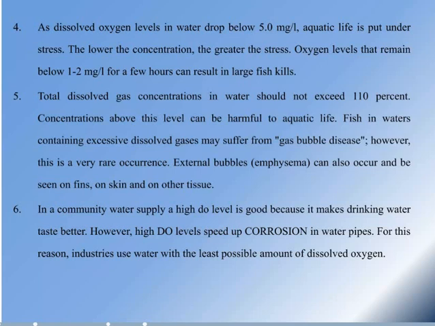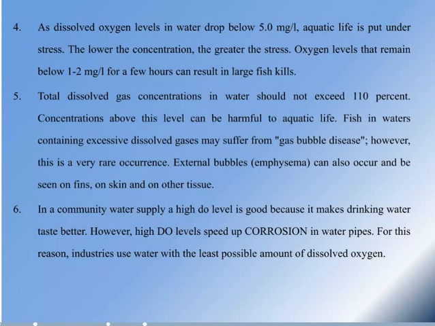So as the dissolved oxygen level in water drops below 5 milligrams per liter, aquatic life is put under stress. The lower the concentration of oxygen, the greater the stress. Oxygen levels that remain below 1 to 2 milligrams per liter for a few hours can result in a large fish kill.